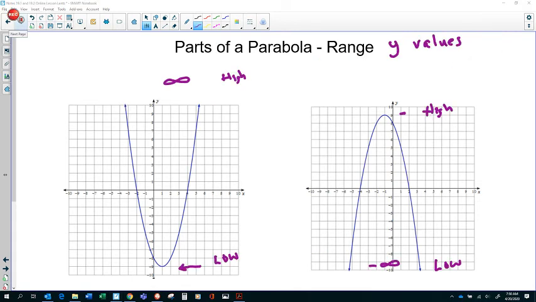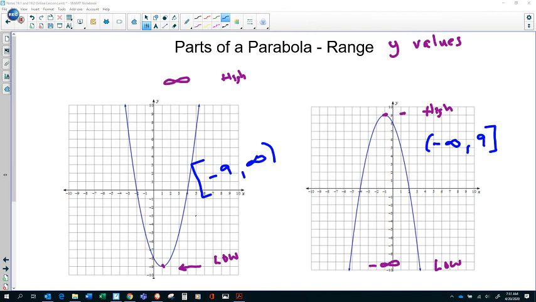The range, however, is different. It is limited. On an upward facing parabola, positive a, you've got a low end, that's your bottom end, it cannot go below that. And your top end is going to be infinity. If you have a negative a, that means it flips upside down, your top end is going to be this point right here, and your bottom point is going to be negative infinity.